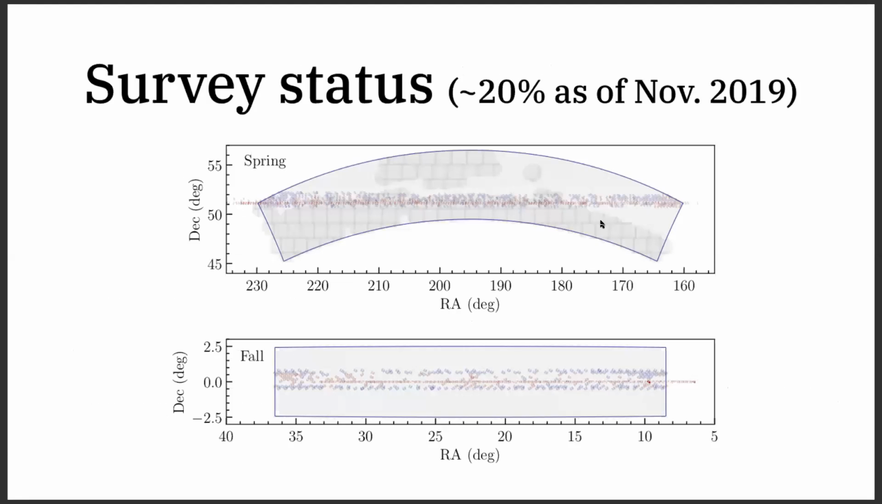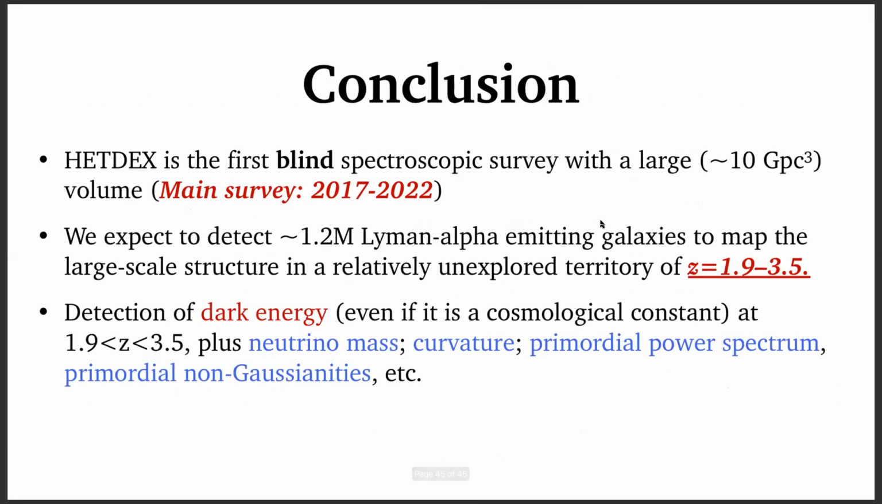Okay, this is survey status. As of now, I think we are about 20% complete. This is our Spring field and Fall field, and those small squares in this strip are the region that we got data at the moment. And we are making great progress. And that's the conclusion. Survey will end around 2022, 2023, and then we'll measure dark energy as well as all these exciting cosmological terms. Thank you.